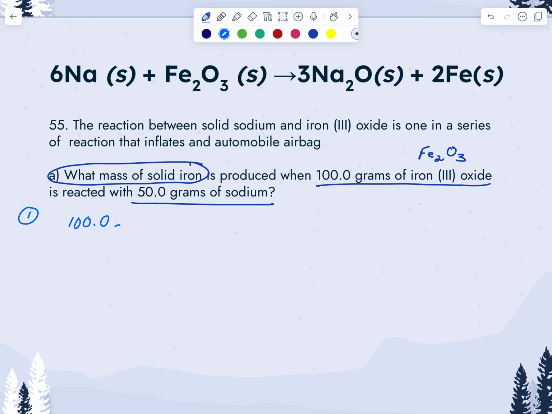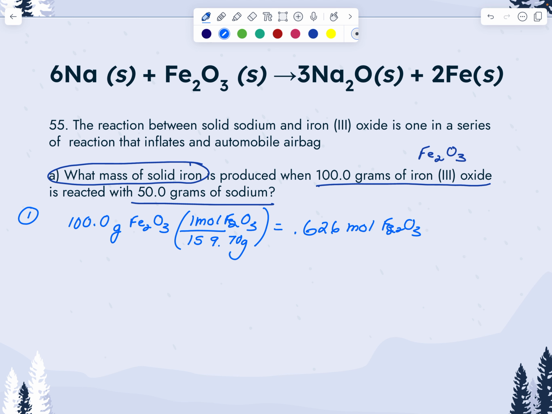So 100.0 grams of Fe2O3. We should be pretty good at doing gram to mole calculations by now because we've been doing them for a while. And this is 0.626 moles of Fe2O3 that I have, right? This is how much I have at the beginning. And then 50.0 grams of sodium. Again, I convert that to moles. 1 mole of sodium is 22.99 grams. And so I have 2.174 moles of sodium, right?